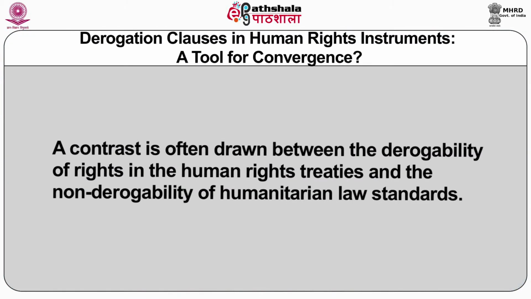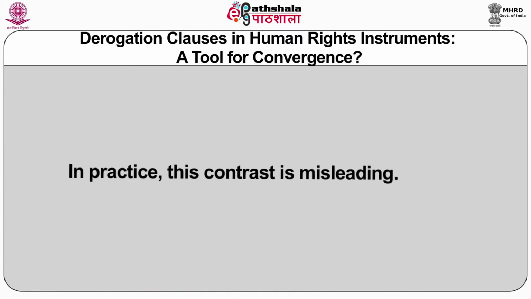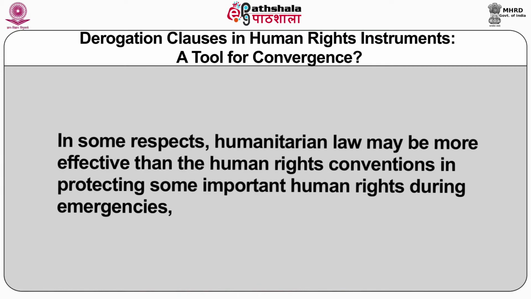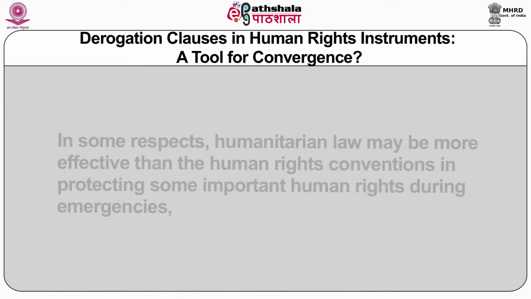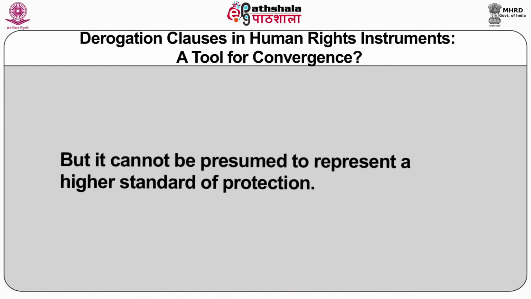A contrast is often drawn between the derogability of rights in the human rights treaties and the non-derogability of humanitarian law standards. In practice, this contrast is misleading. In some respects, humanitarian law may be more effective than the human rights conventions in protecting some important human rights during emergencies, but it cannot be presumed to represent a higher standard of protection.